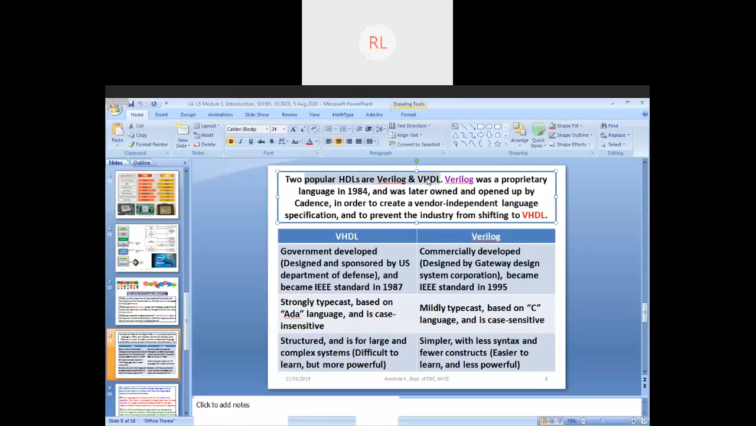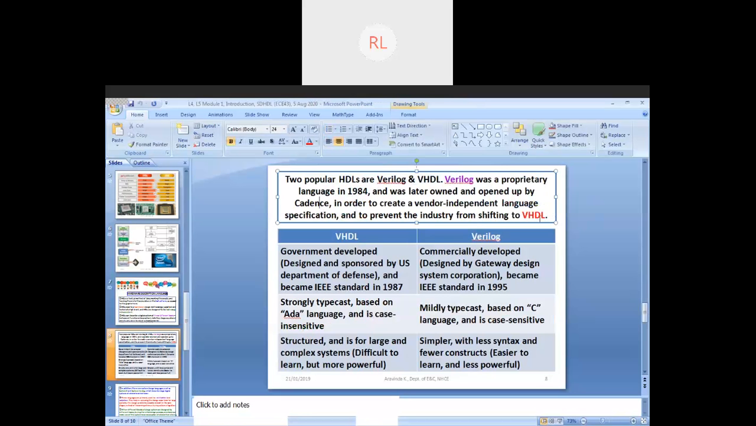So these are the two most popular HDLs. As I told you, VHDL and Verilog. So Verilog was a proprietary language in 1984, and later it was made open source by Cadence. Cadence is a software where we design the circuits, where we put layouts, where we simulate. Right? Yesterday we had a discussion on Cadence.